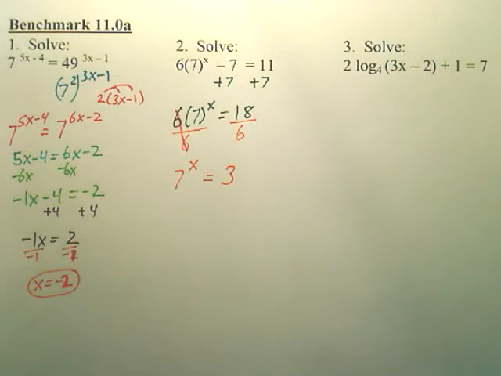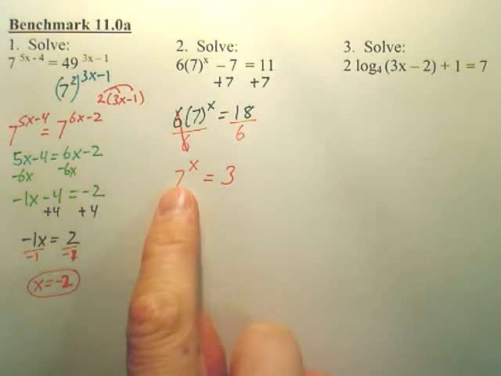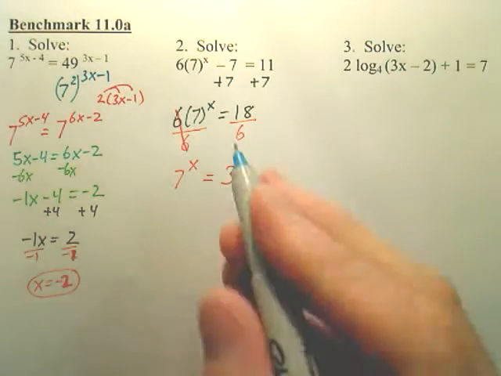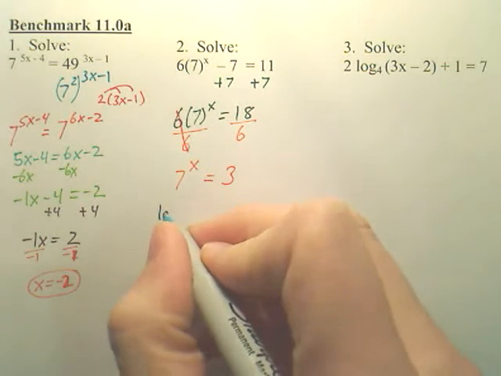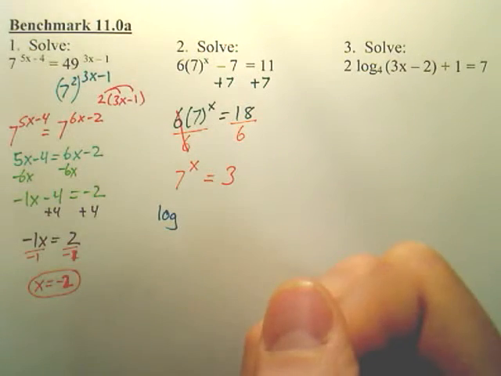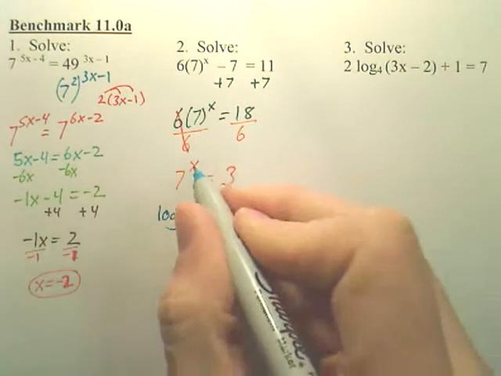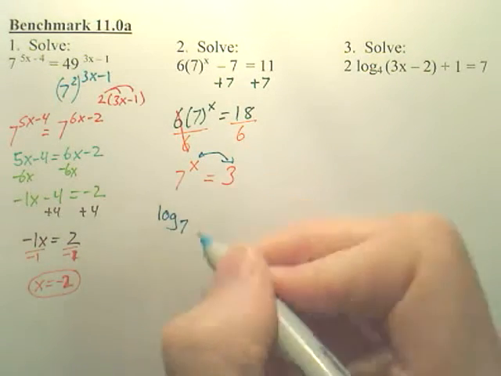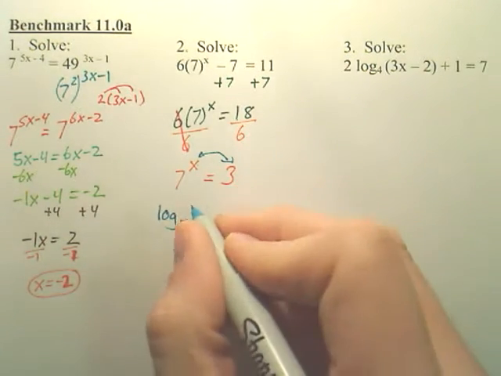And then from there, you can't figure that out. It's some decimal. 7 to what power is 3? You don't know that. But if you switch it to logs, you could actually find the answer. And the way you switch it to logs, you just put the word log in front. You write log, and then you're going to switch these two. Oh, sorry, base 7, because the base is 7. And you switch those two.